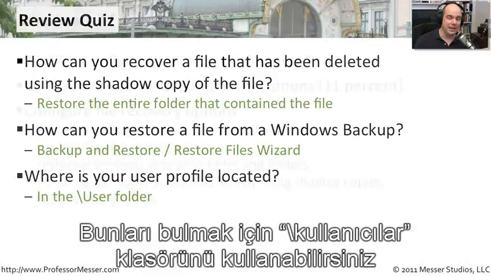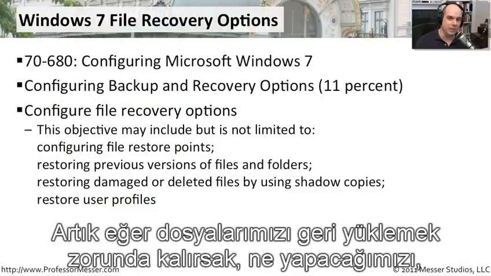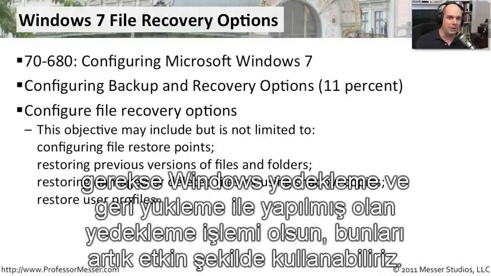Well, that covers the requirements for our file recovery options. Now we know exactly what to do if we need to restore a file, restore a folder. We know exactly where to go to get them, whether they're in our shadow folders or whether they are backed up with our Windows Backup and Restore.